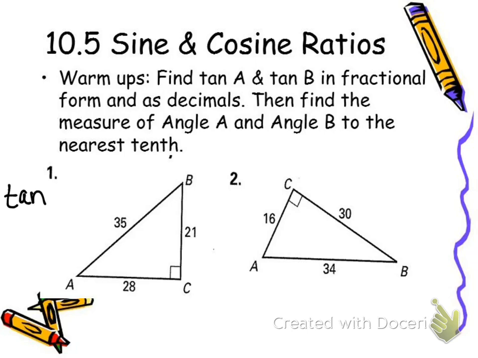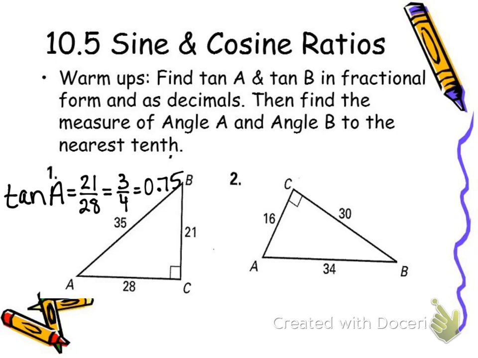So if we are finding the tangent of angle A as a fraction, it would be what over what? 21 over 28. Jaden, what is the tangent of A? 21 over 28. And we notice that that fraction can be simplified to 3/4. All right, this says to find it in fractional and decimal forms. What is 3/4 as a decimal? 0.75.